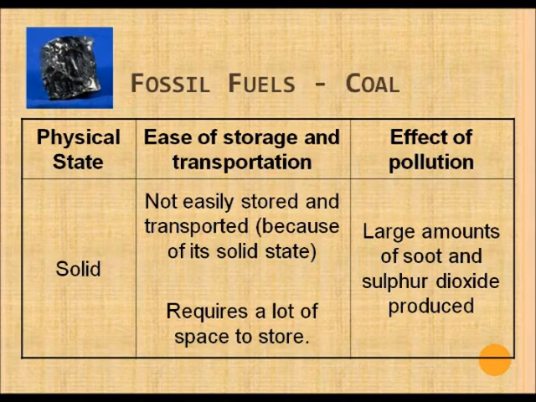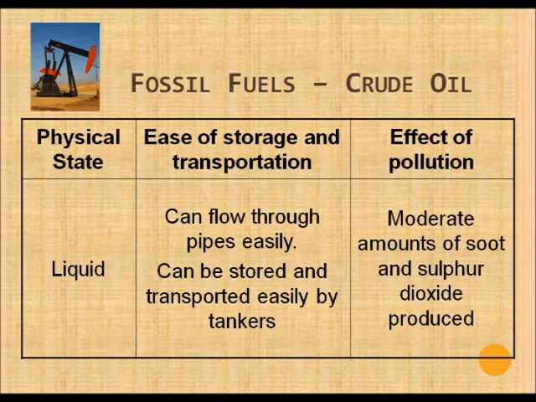And if we talk about its effect of pollution, then we have come to know that a large amount of soot and sulfur dioxide is produced as the result of combustion of the coal. Now crude oil is a liquid in physical state and can flow through the pipe easily, and it can be stored and transported easily by tankers.